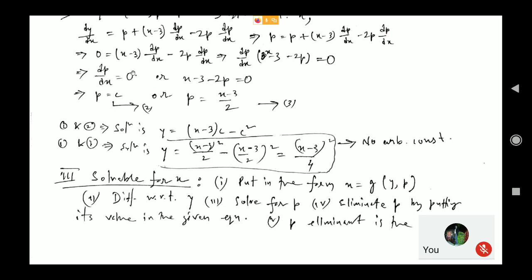Then we have another case which is solvable for x. Exactly similar procedure. Here you have to separate x from other variables. Then differentiate both sides with respect to y. The reverse of previous procedure. Previously we were differentiating with respect to x. Now obviously we need to differentiate with respect to y. Then you solve for p and eliminate p by putting its value in the given equation. The p eliminant is the solution.